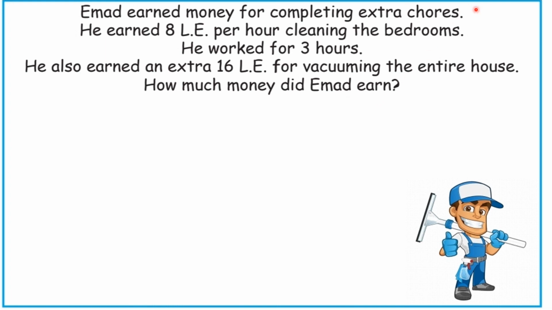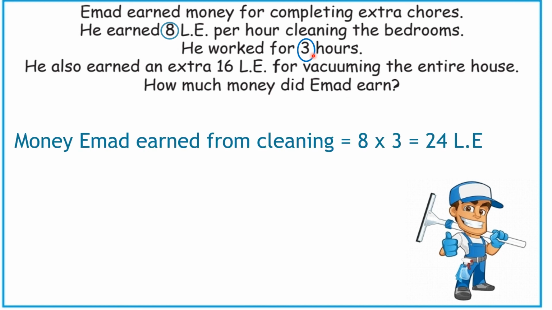So I have here a 2 steps problem. First, I will see how much money he earned from cleaning the bedroom. If he worked for 1 hour for 8 and he works 3 hours, so I'll multiply 8 by the number of hours, so 8 by 3 will be 24 LE. That's the money that he earned from cleaning the bedroom.